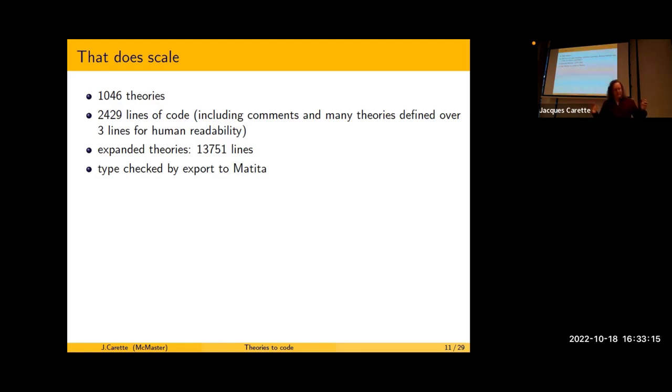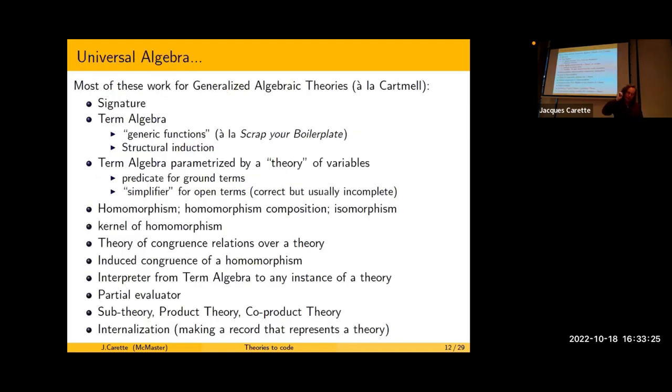And we stopped at 1,000 theories because we were a little exhausted, but there's a lot more. So speaking of a lot more, I just gave you theories, but for every single theory, there's a notion of homomorphism, there's a notion of signature, there's a notion of term algebra, there's a notion of block, block, block, and universal algebra gives us constructions. Each one of these can be mechanized, automatically generated. The ones in red, on the other hand, including partial evaluation, by the way, that's where we're going to get next.